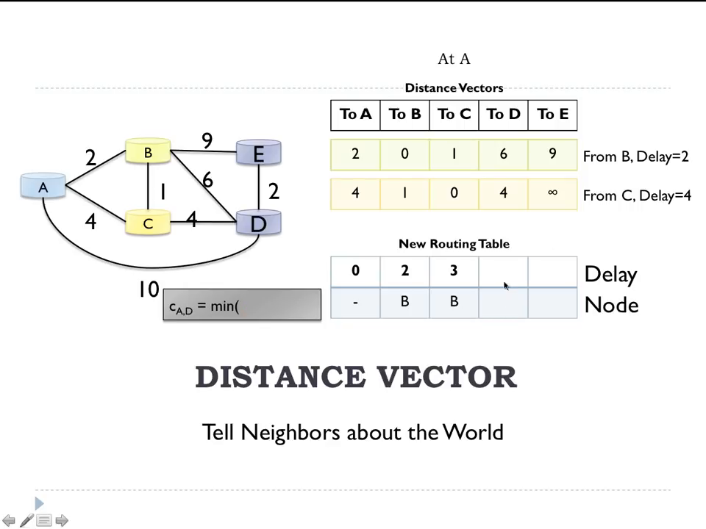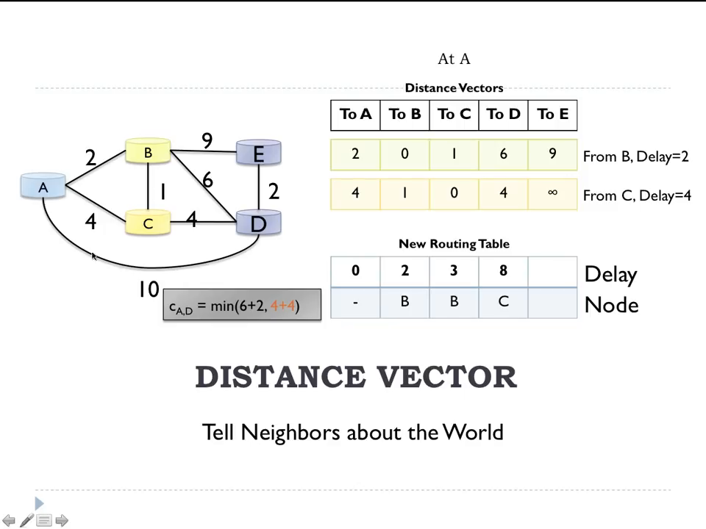Let's consider this fourth column. What's the least cost path from A to D? Well, we can get to it through B at a cost of 6 plus 2, where 6 is the least cost path from B plus the cost to get to B, right? 6 and 2, 8. Or we can get to it through C, which at a cost of 4 plus 4. They both happen to be 8, so we could choose either one. They're the same cost. We could just randomly choose one. Just to mix it up and give C some traffic.